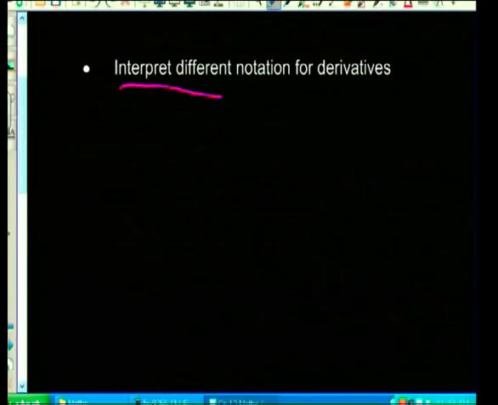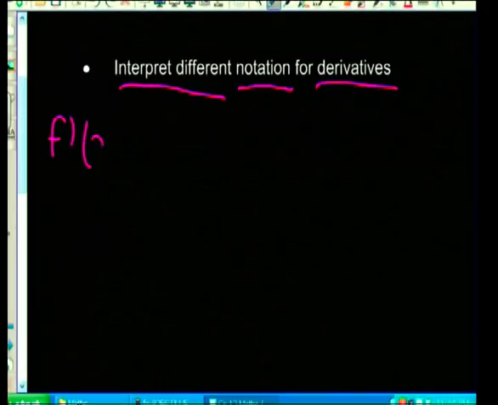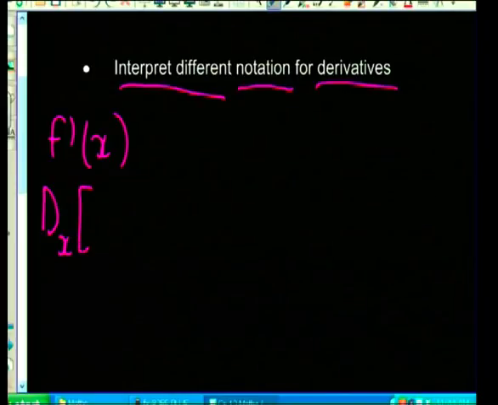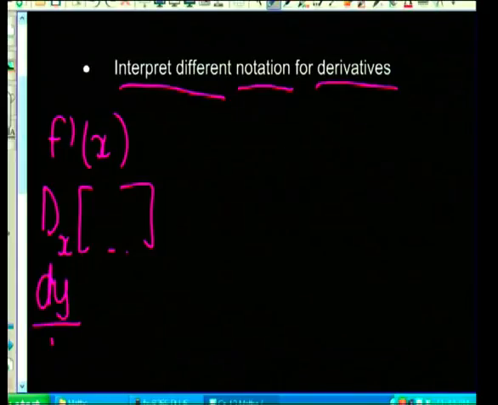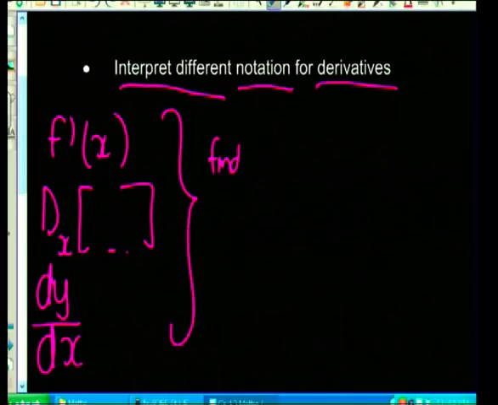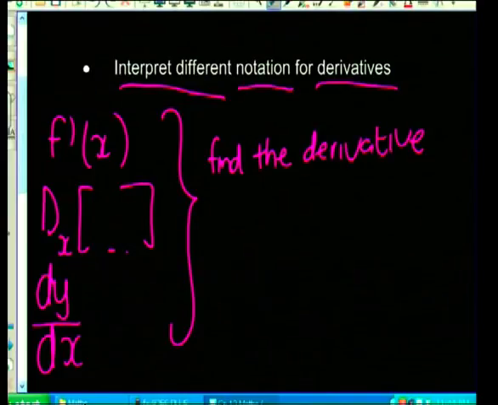Now we're going to interpret the different notations for derivatives. Remember guys, there's more than one way of being asked a question, but you've got to know what they're asking you for. The different ways to ask for a derivative are f prime x. They could say d subscript x, that means little x, and they have square brackets and the question inside. They could also say dy dx. And this in essence all means find the derivative, which also means find m, or the gradient.